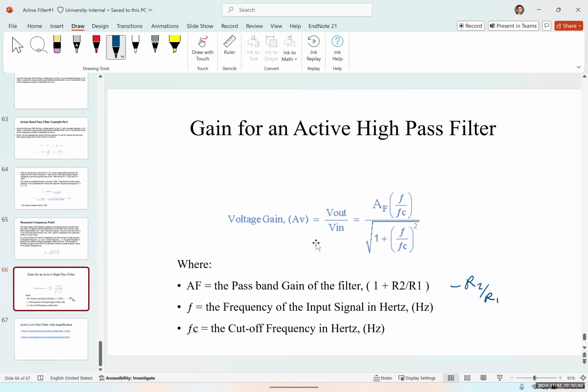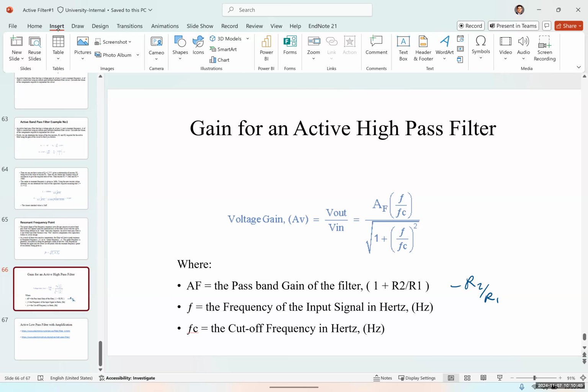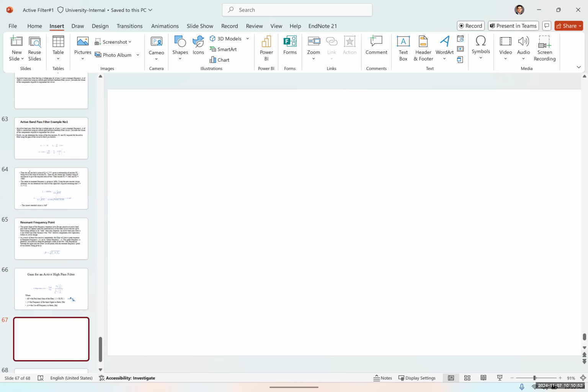Let's solve an example. We want to calculate the gain of a bandpass filter when AF is equal to 20, F, the frequency, is equal to 500 kilohertz, and FC, the cutoff frequency, is 200 kilohertz. What is the gain or AV going to be equal to?